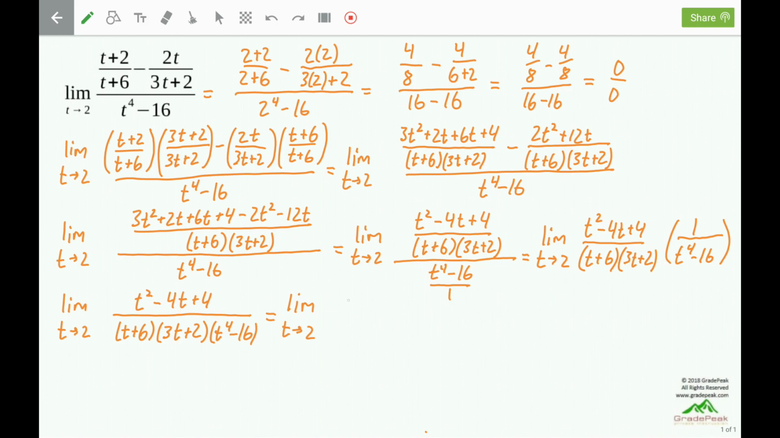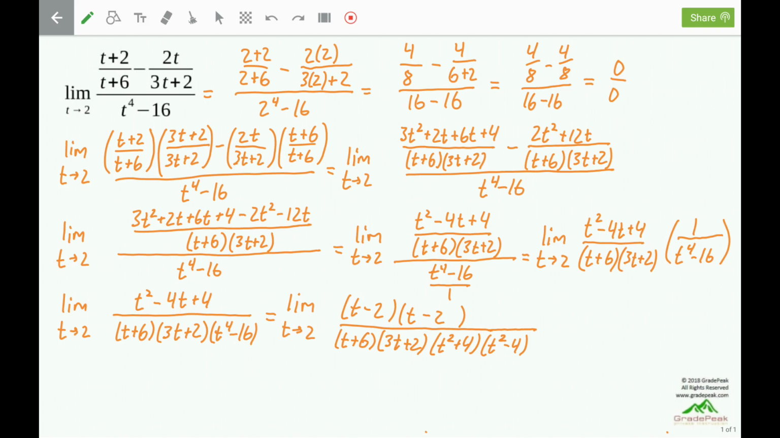In the numerator, that's a trinomial quadratic. That can factor into t and t. We need two numbers that multiply to be a positive 4 and add to be a negative 4. I believe minus 2 and minus 2 fit that. In the denominator, the t plus 6 and the 3t plus 2 don't factor any further, but the t to the 4th minus 16 is actually a difference of squares and will further factor. It will factor into a t squared plus 4 and a t squared minus 4.